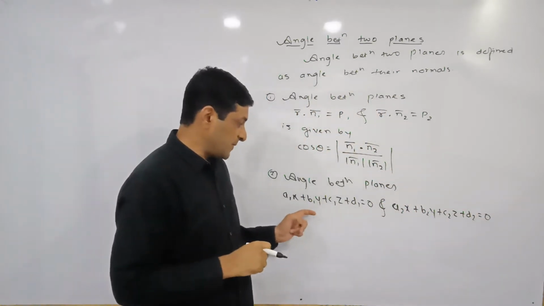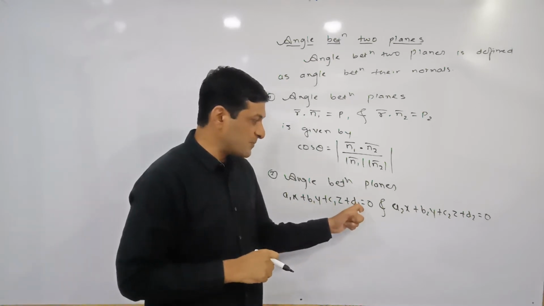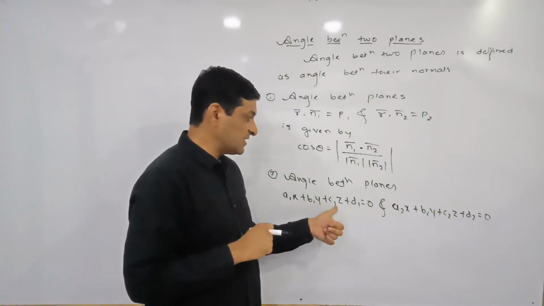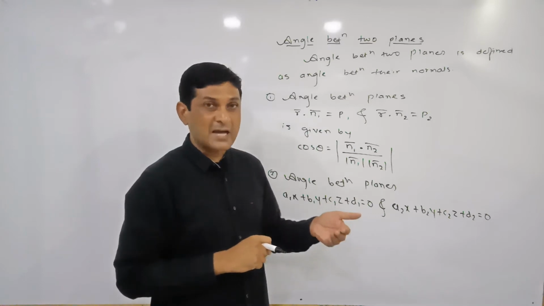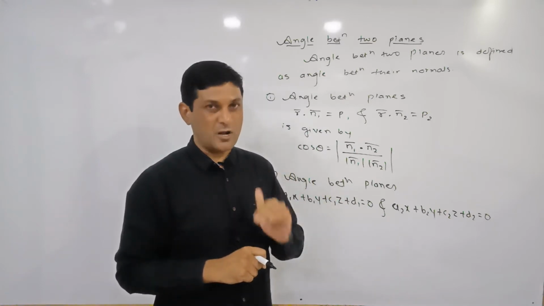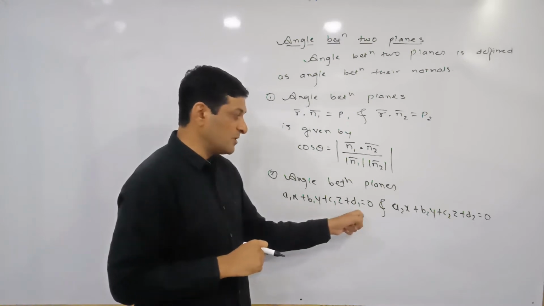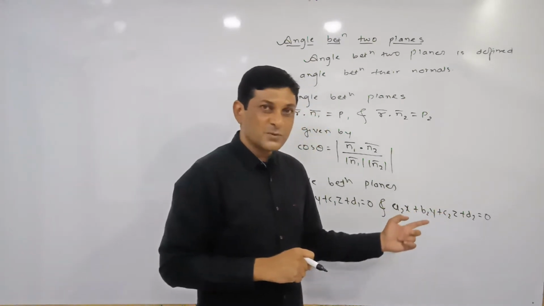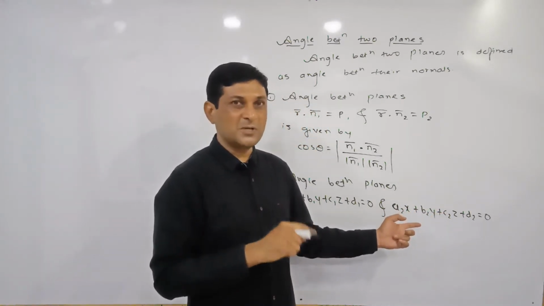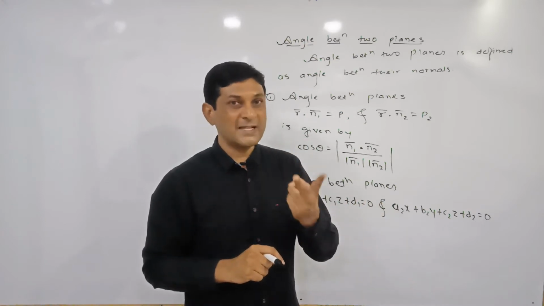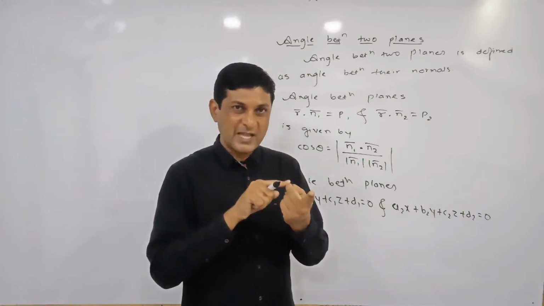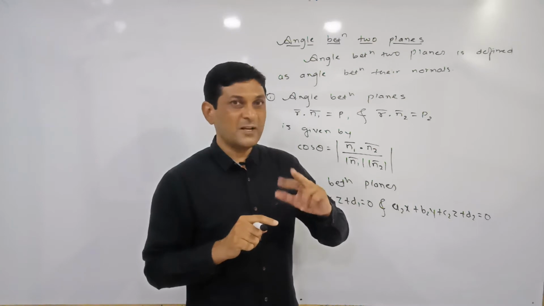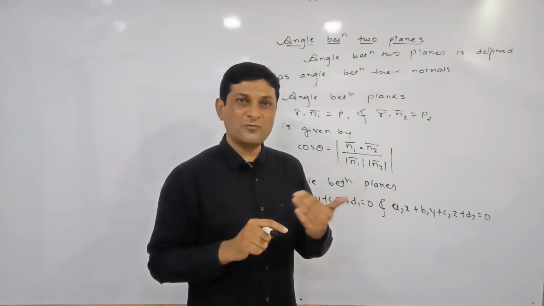Now observe these two equations very carefully. What is the equation of the first plane? a1x plus b1y plus c1z plus d1 is equal to 0. From this equation, what can we say about a1, b1, c1, these coefficients of x, y, z? They are nothing but the direction ratios of the normal to the first plane. And a2, b2, c2 are the direction ratios of the normal to the second plane. And a normal means a line, so the direction ratios of the first line are a1, b1, c1, and the direction ratios of the second line are a2, b2, c2.